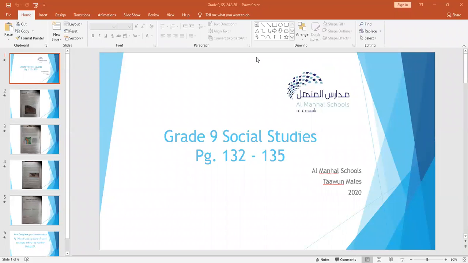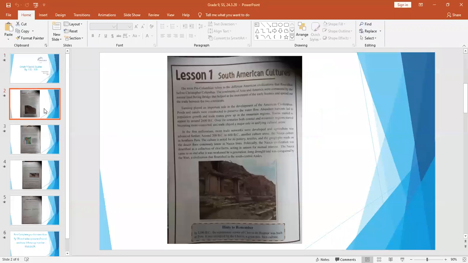Good morning, grade 9. Today's lesson will be social studies, and we'll be looking at pages 132 to 135. Our lesson today is based on South American cultures. As you've known, we've looked at the European Revolution, but today we'll be looking at some South American cultures and the impact that they had on America at the time. So I'd like you to get your pens or highlighters ready so we can highlight important information.